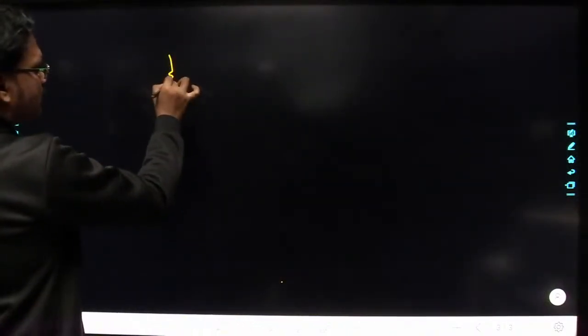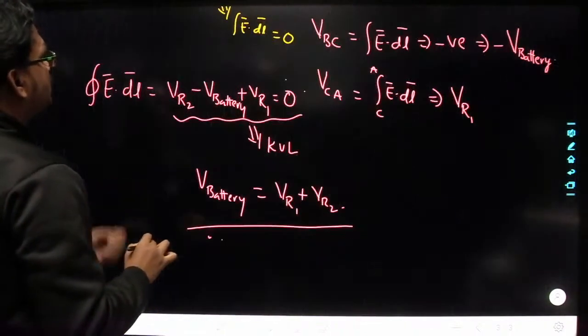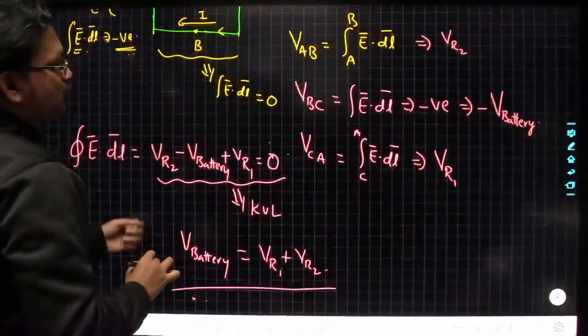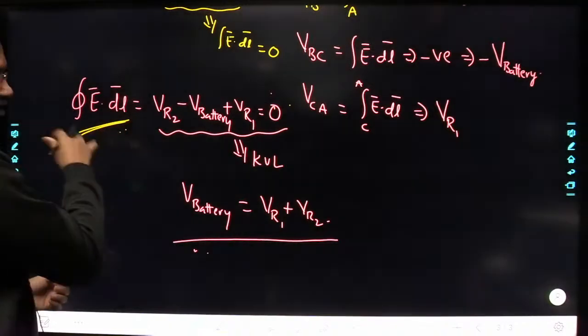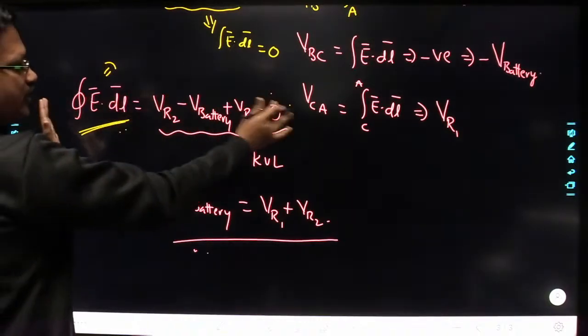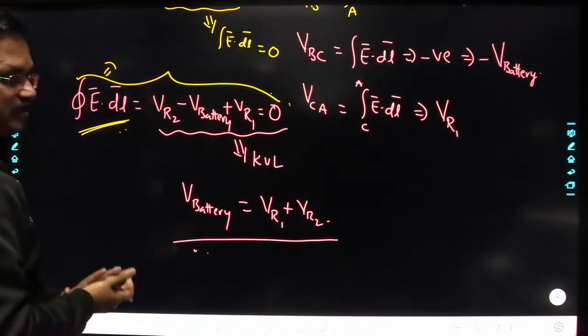So I have considered this is R1, right? I just tried to show you what we mean by the circulation of electric field around this closed path. So this is equivalent to 0. This we call KVL, right?